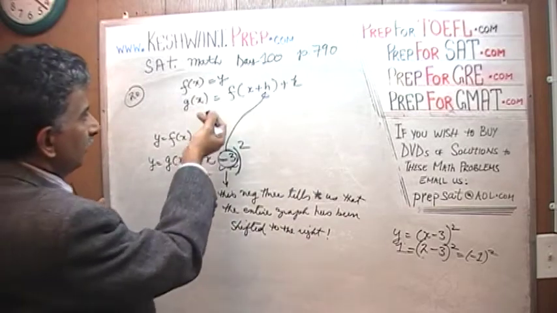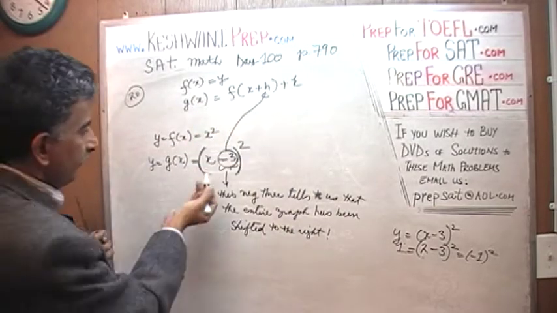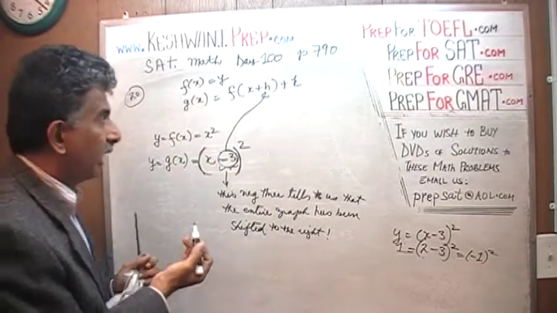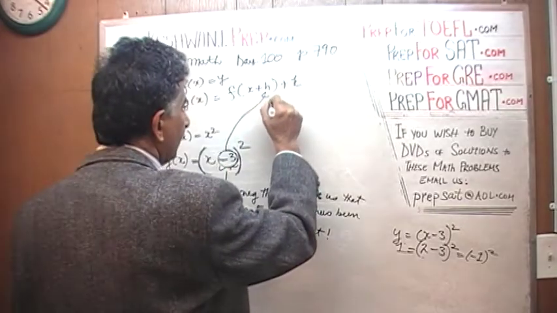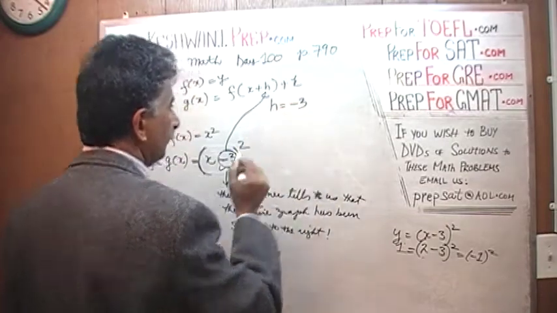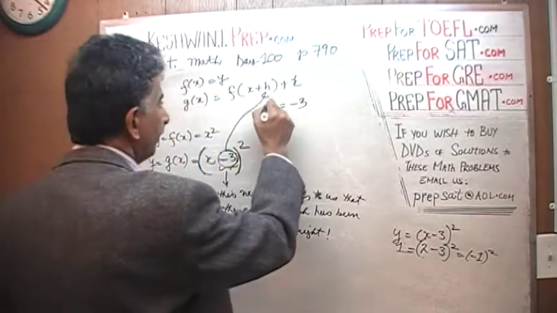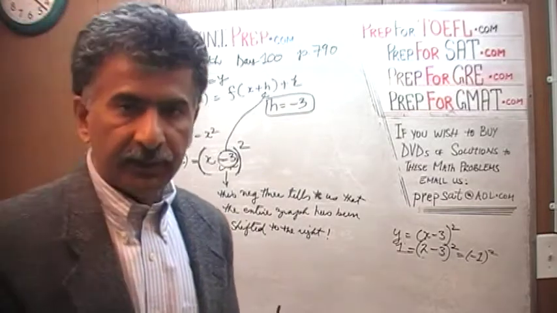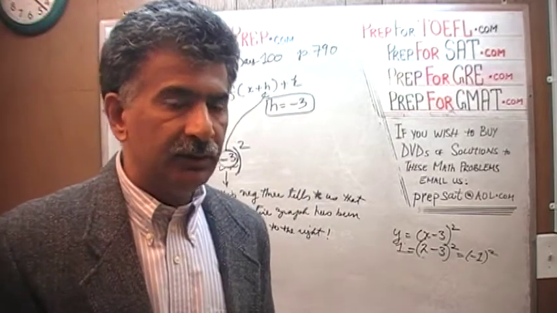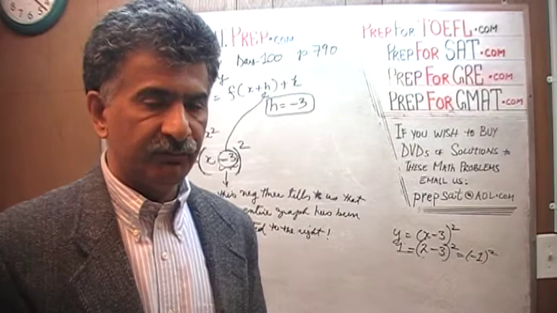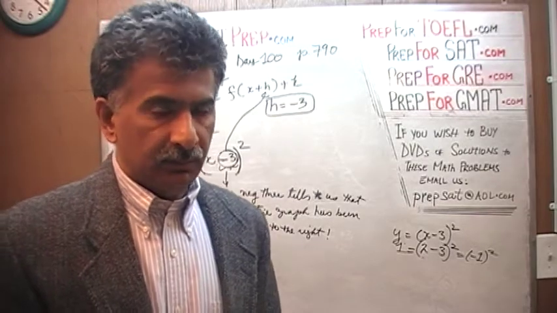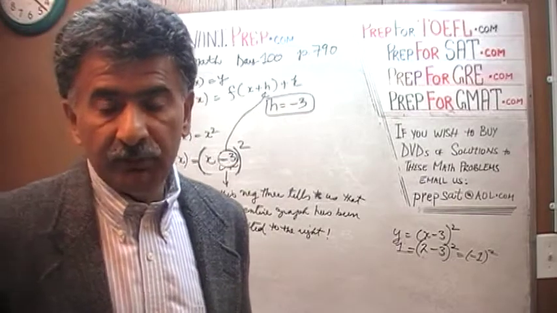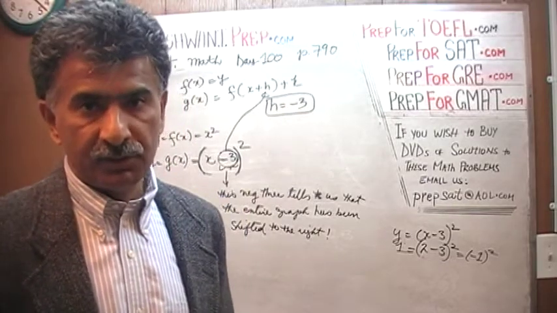It's the same relationship, except the graph has been shifted 3 units to the right, which means our h value here is h equals negative 3. We can clearly see that the graph has been shifted 3 units to the right. Whenever the graph is shifted to the right by 3 units, it will show up as negative 3. If you shift it by 5 units, it will show up as negative 5 in the relationship.